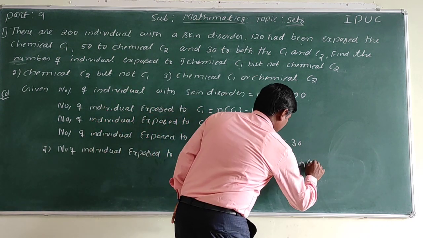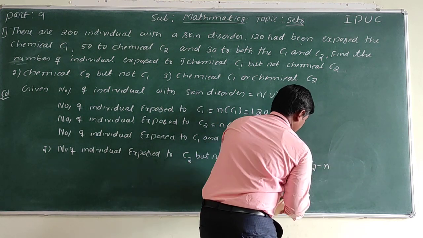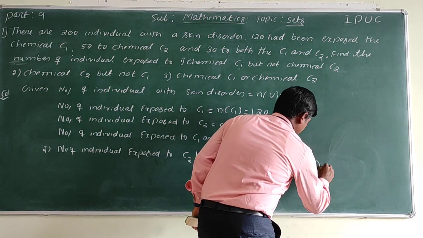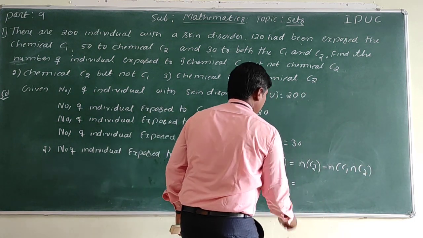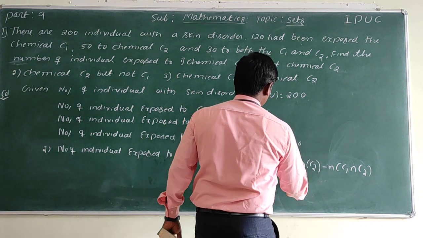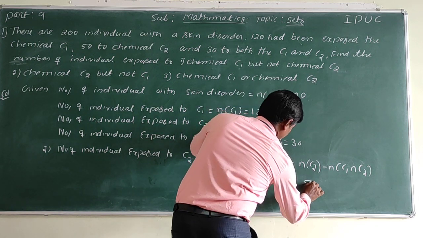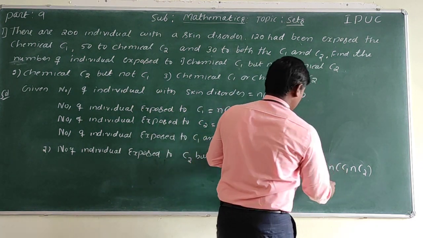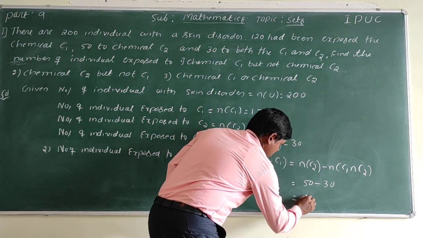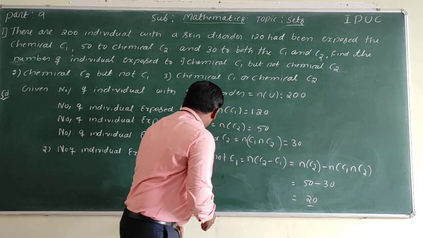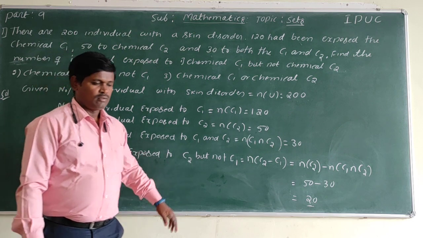n of C2 minus C1 is nothing but n of C2 minus n of C1 intersection C2. So this is n of C2, the number of individuals exposed to chemical C2, that is 50, minus the number of individuals exposed to both C1 and C2, which is 30. So which is equal to 20. That means the number of individuals exposed to C2 but not C1 is equal to 20.